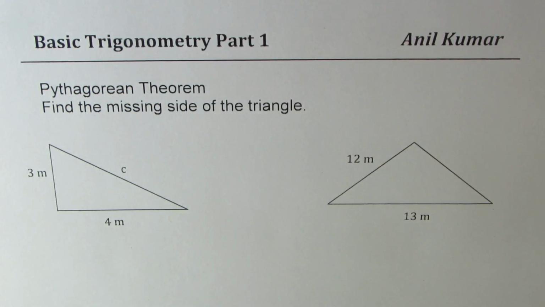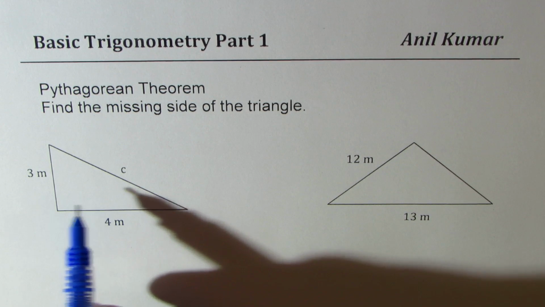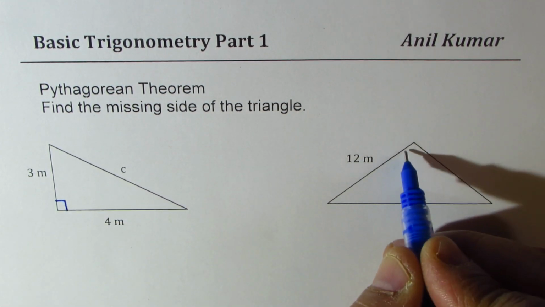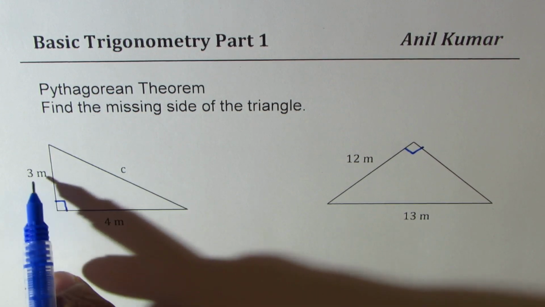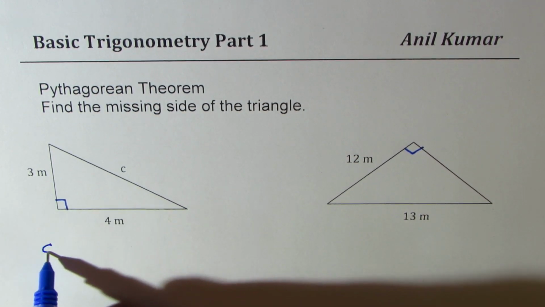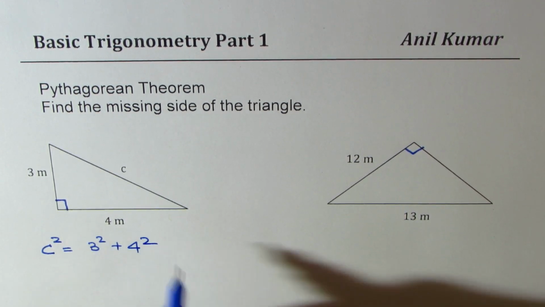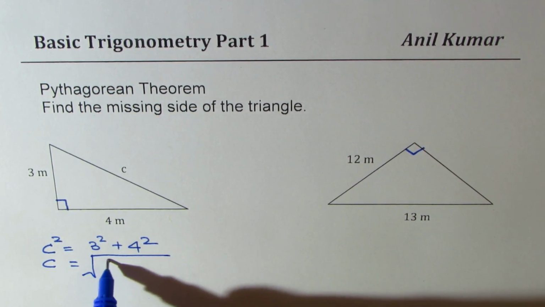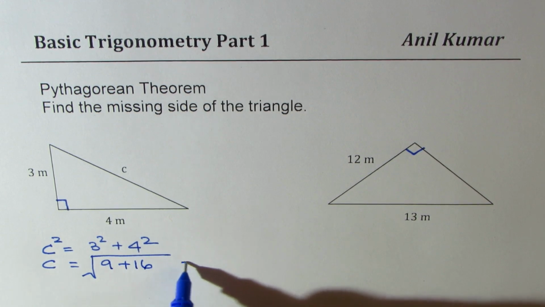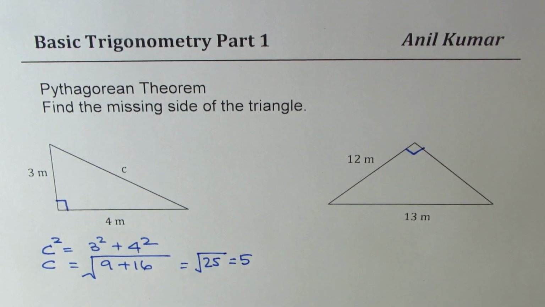Now we have taken up two quick examples on the Pythagorean theorem. We want the longer side, right? In this case, this angle is 90 degrees. Since we want the longer side, it should be the sum of squares. So c square is 3 square plus 4 square, and c is the square root of 9 plus 16, which gives you the square root of 25, or just 5, correct?